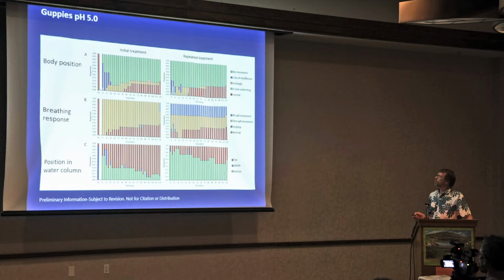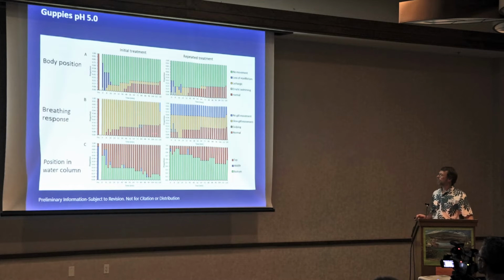So initially, most of them showed no movement, but after about 48 to 50 minutes, a number of individuals started to recover. And so they resumed normal body position, and that pattern was repeated during the second treatment. Most of them no movement, but about 33% or so, 40% were normal. Breathing response, initially slow gill movement, or during the second treatment, slow gill movement or no gill movement. But again, there was a subset of them, about a quarter of them or more, a third of them that were normal. So they seem to be acclimating to the treatment.